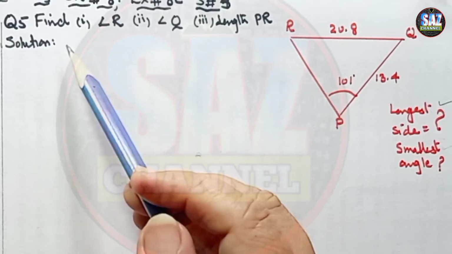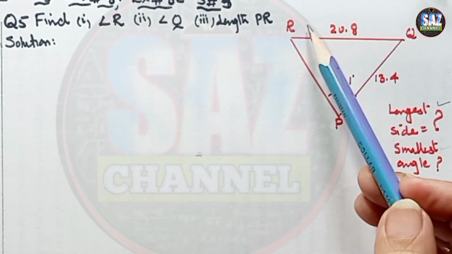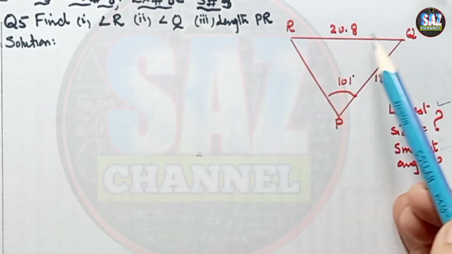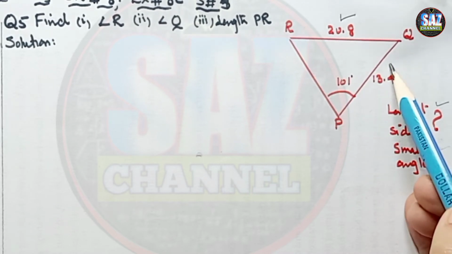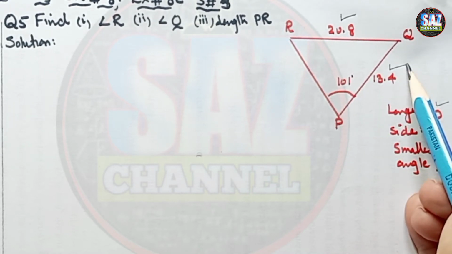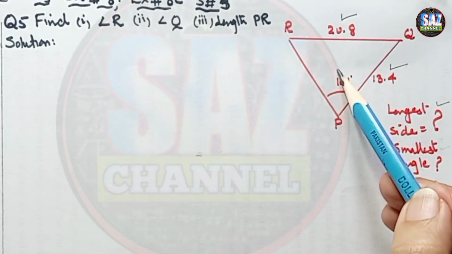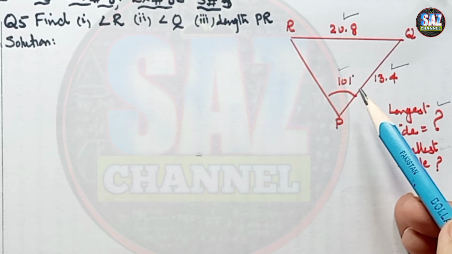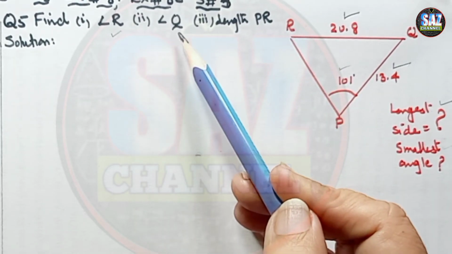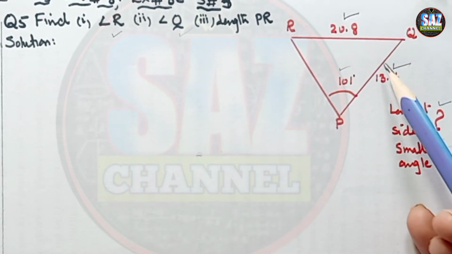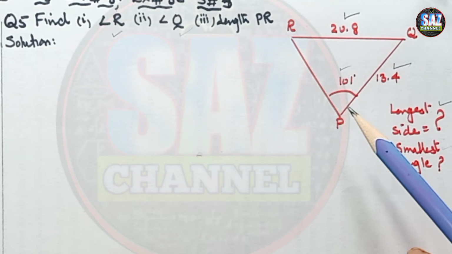In question number 5, the triangle which is given to us is triangle PQR, with side RQ 20.8, side PQ 13.4, and angle RPQ is 101 degrees. The question says we have to find angle R, then we have to find angle Q, and then finally we have to find length PR. So let's move to the solution of the question.